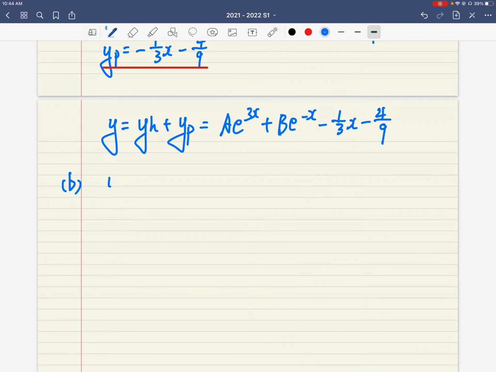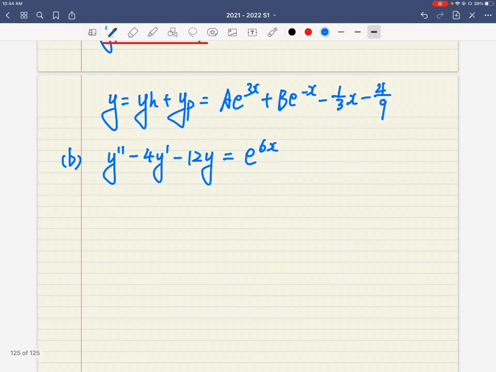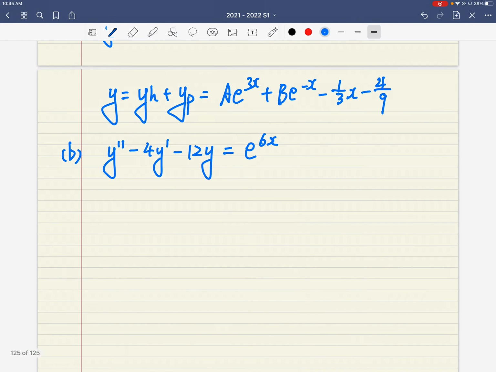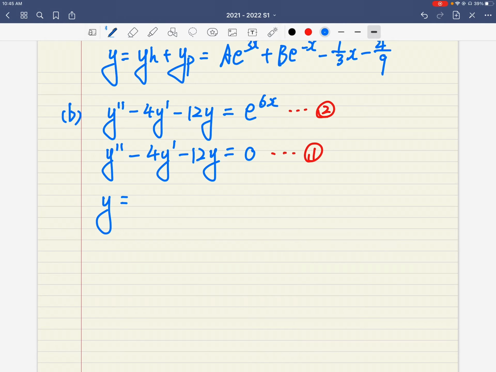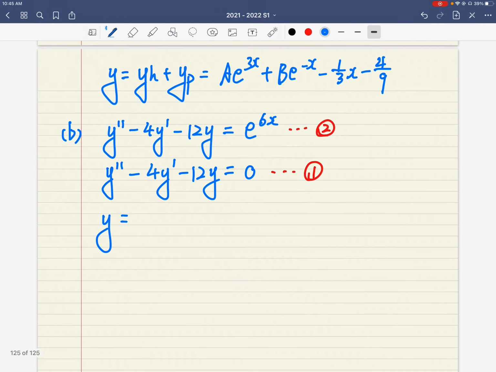Part B. Part B is y second derivative minus 4y's first derivative minus 12y is e to the power of 6x. Again, the general solution of this equation, let's call it equation 2. Its corresponding homogeneous equation is whatever is on the left doesn't change, and you change the right-hand side to 0. So this is a homogeneous, this is a non-homogeneous.